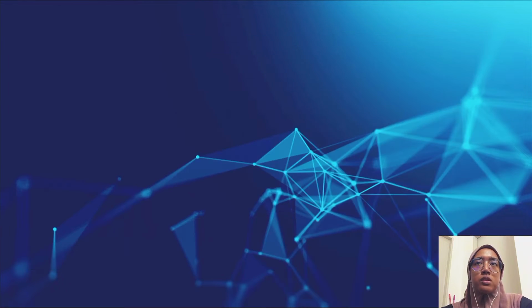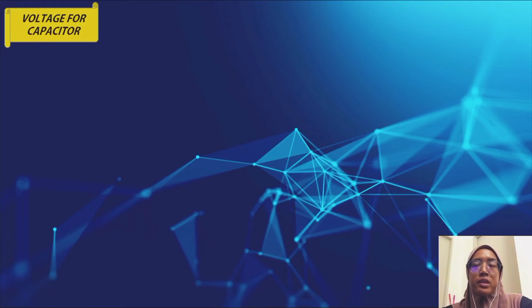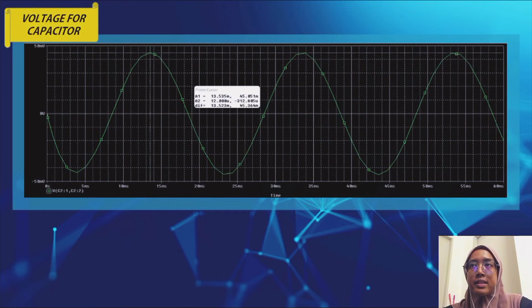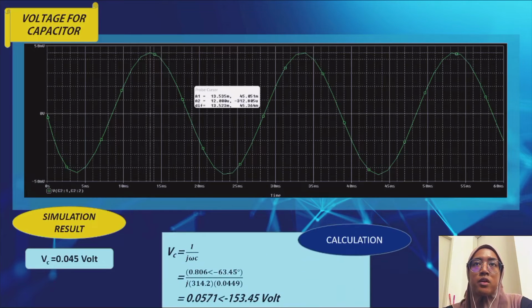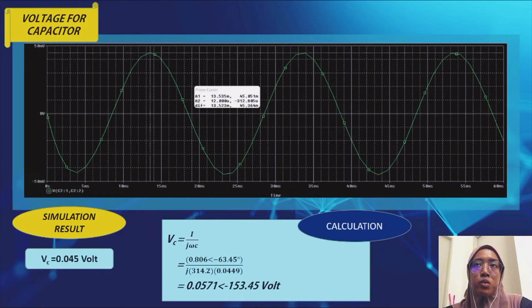And the last one was voltage for the capacitor. For the capacitor we also got a cosine graph, and the value for the simulation result is 0.045 volt. While in calculation we use the 1 divided by j omega C formula for capacitor voltage, and the answer to the calculation is 0.0571 ∠ -153.45 volt.